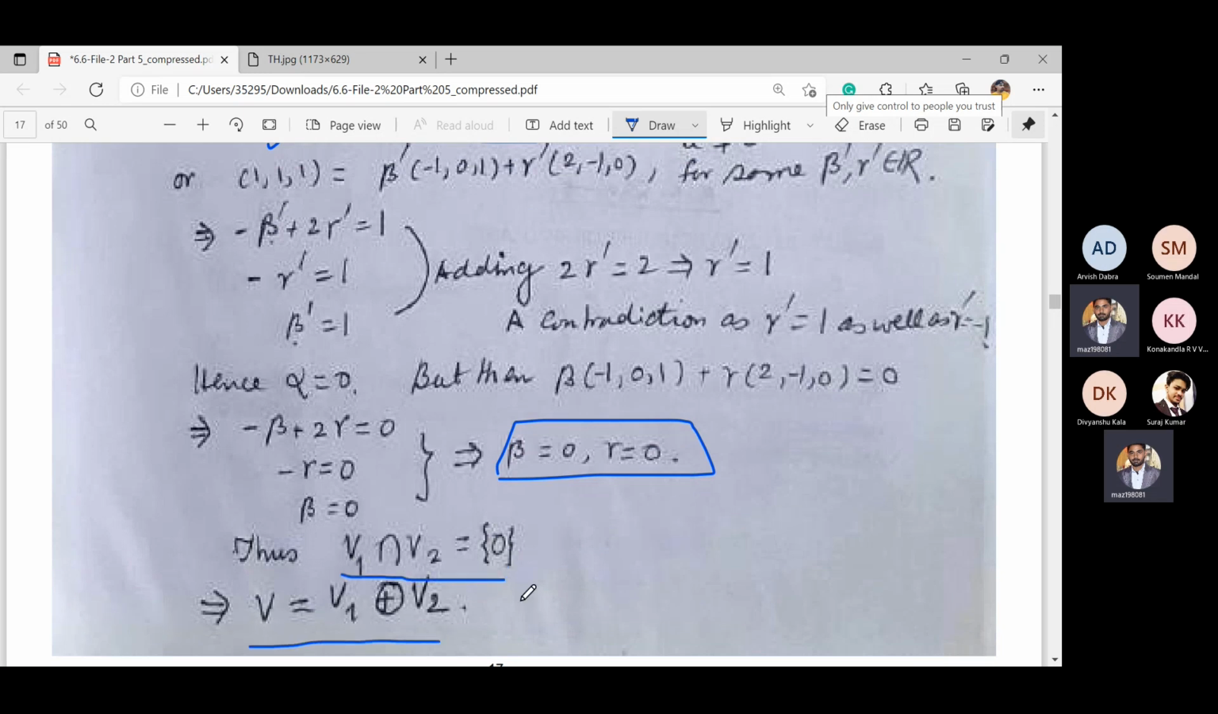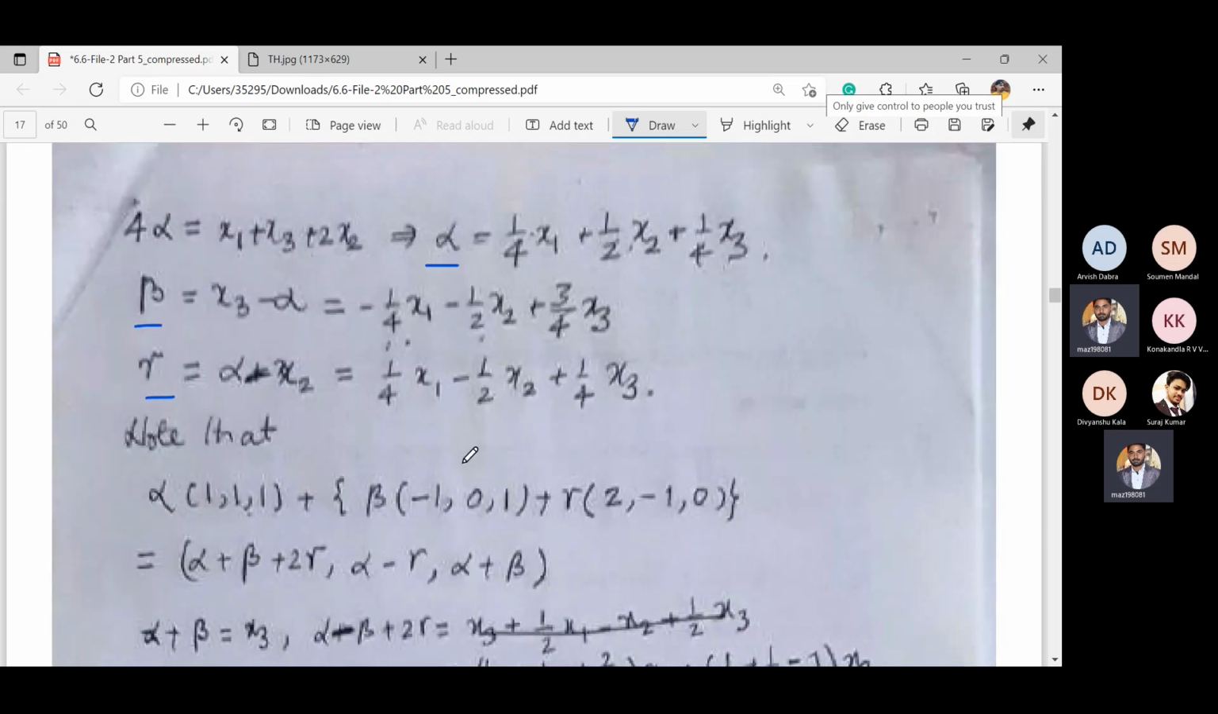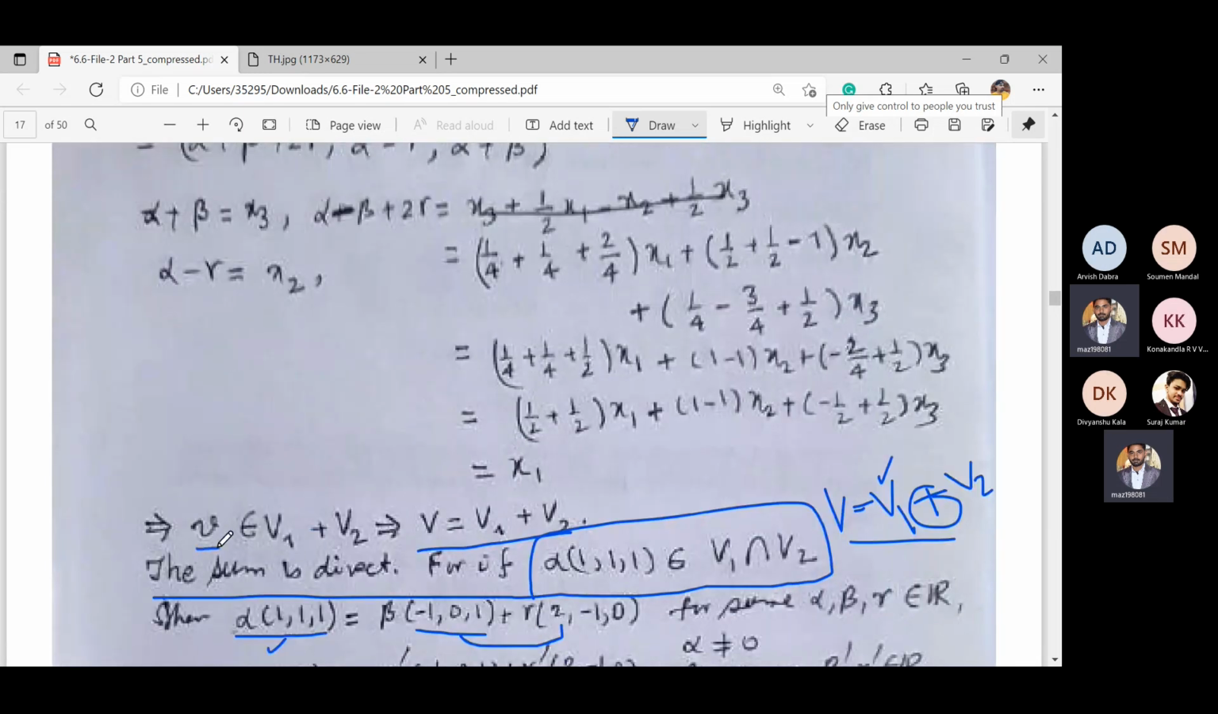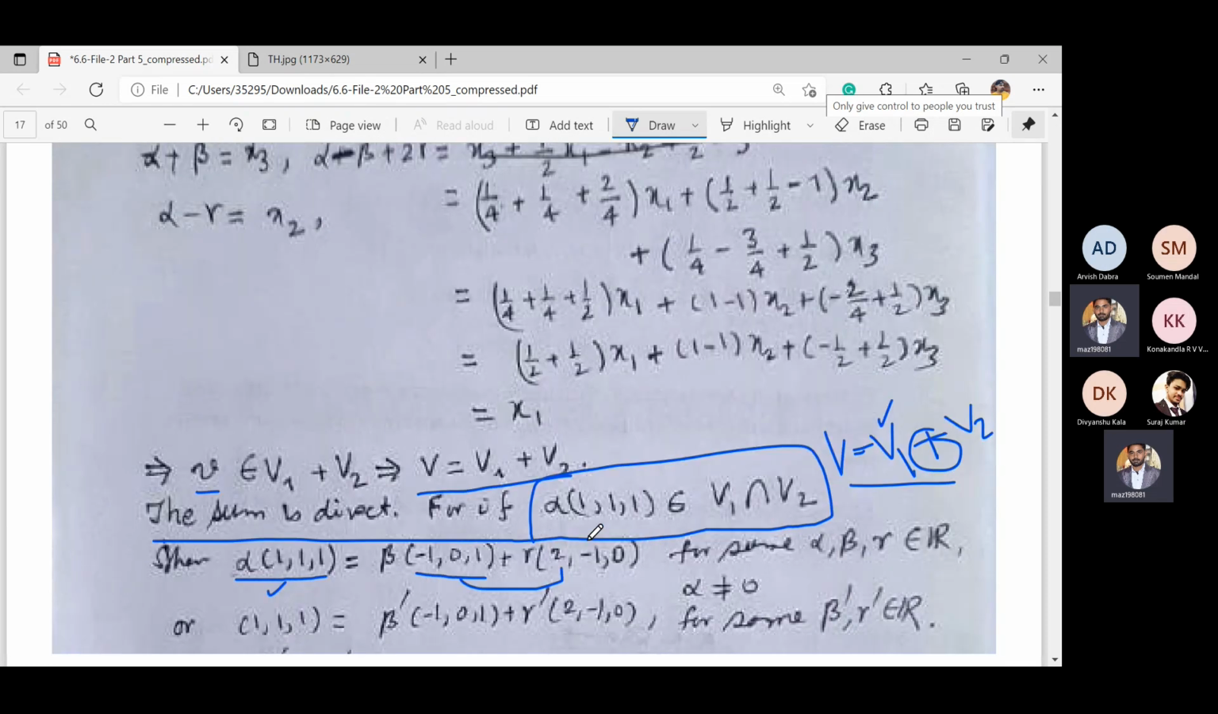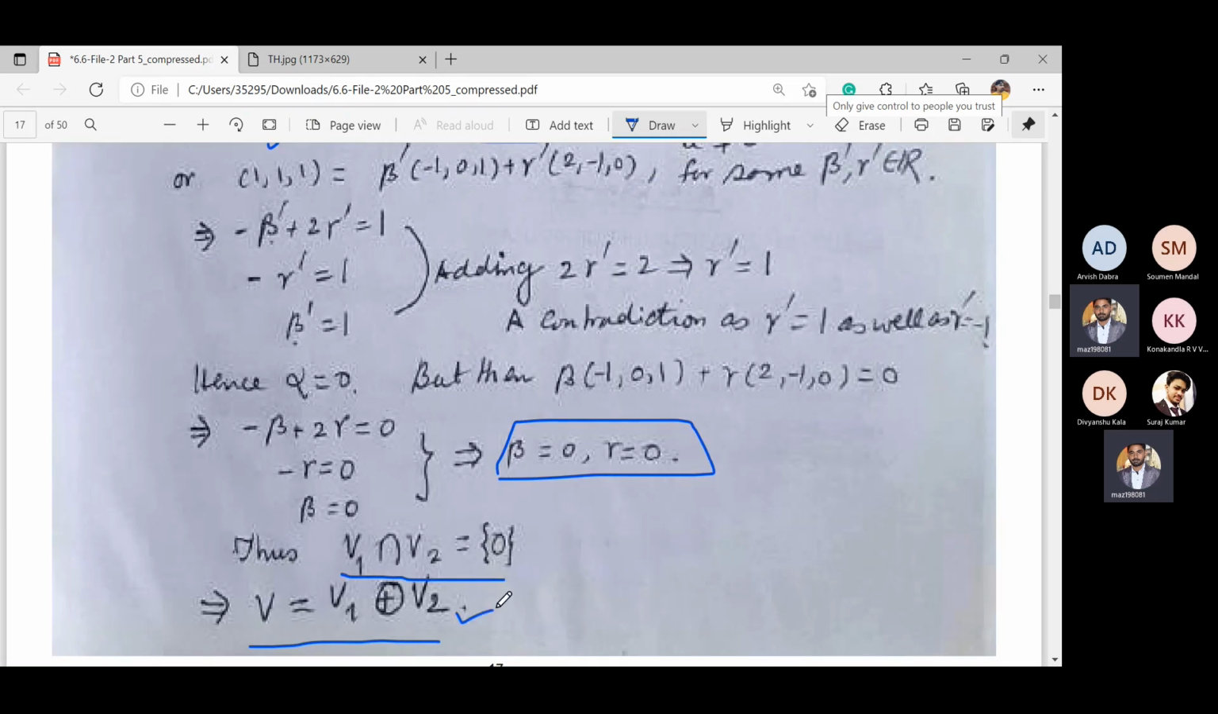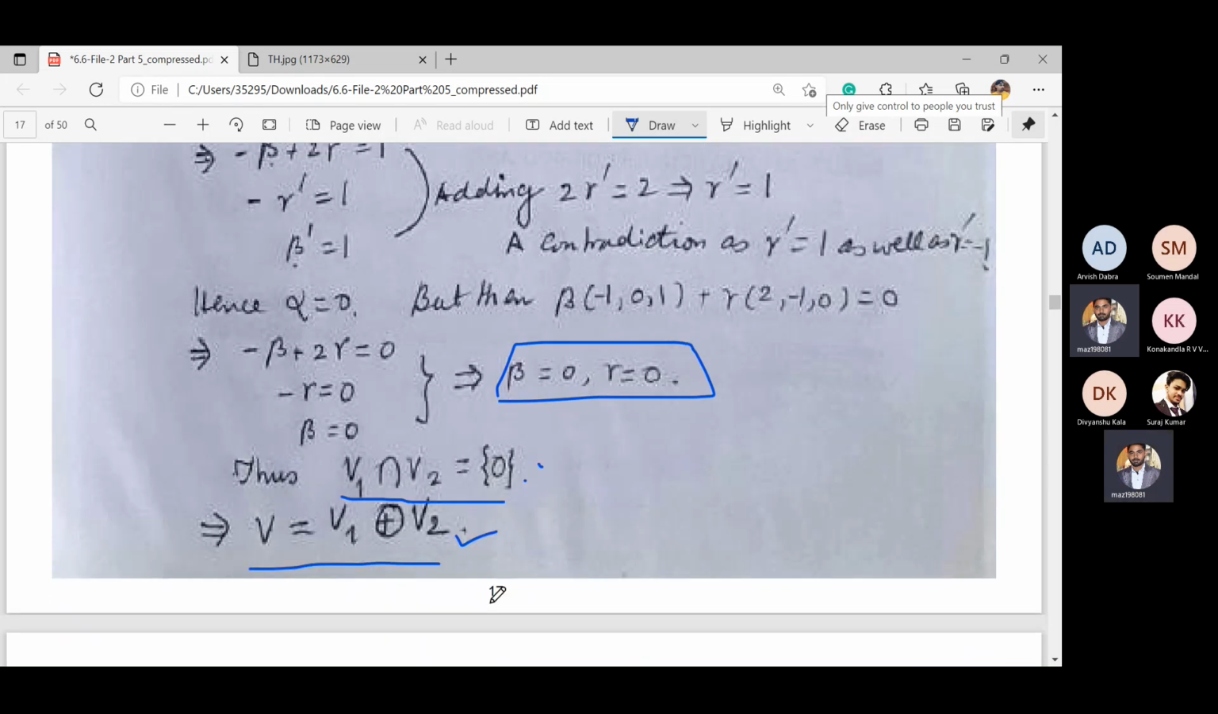This means this one is a direct sum. So first we have shown that any vector v belongs to V is a linear combination of V1 and V2, and then we say their intersection is 0, so this implies it is a direct sum. I have skipped the calculation part, so I am just telling you the points you have to show. First we show that any vector is in the sum of V1 and V2, and then their intersection is 0, which implies direct sum.